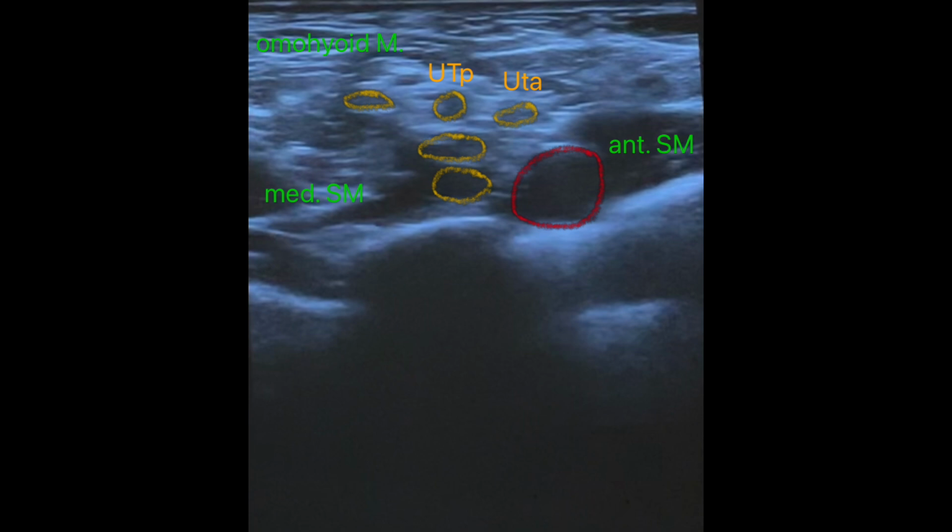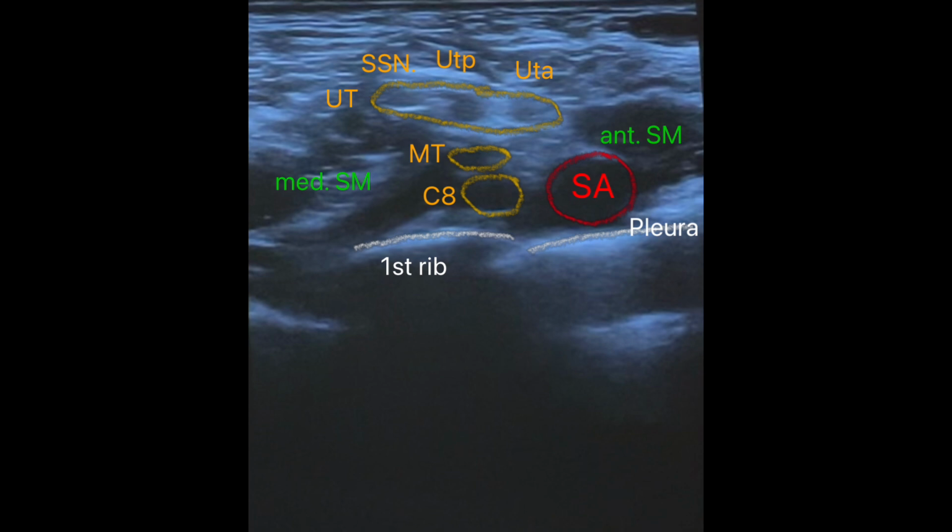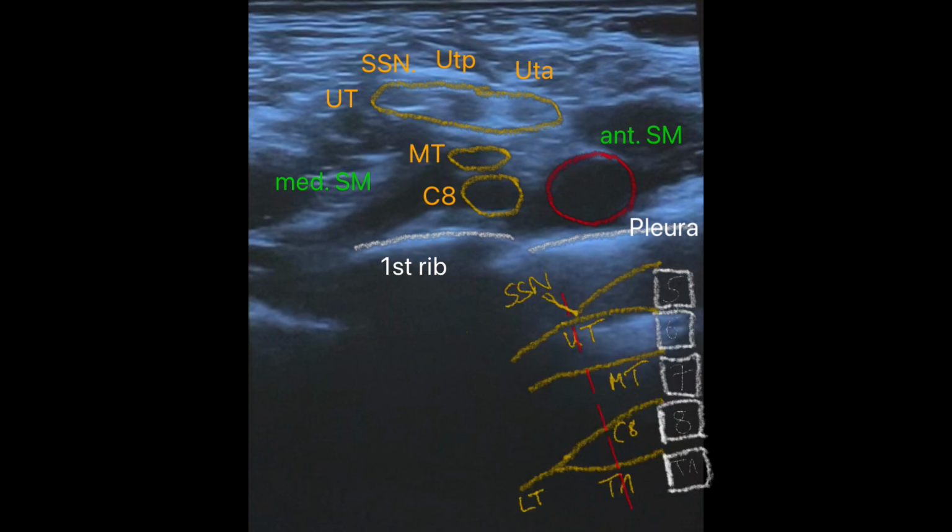In this shot, you can see the typical location of the C8 nerve root that normally lays on the first rib. So maybe you ask yourself, why is it not upper trunk, medial trunk, and inferior trunk? It is because we have an oblique view on the brachial plexus. Therefore, I put this little scheme on the lower part of the picture.